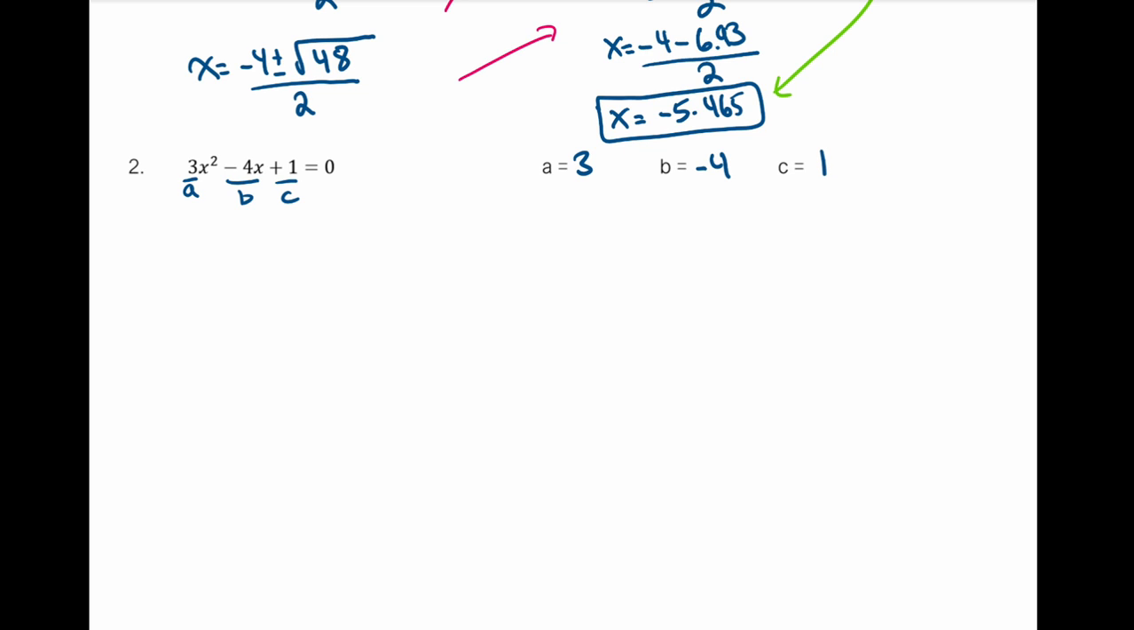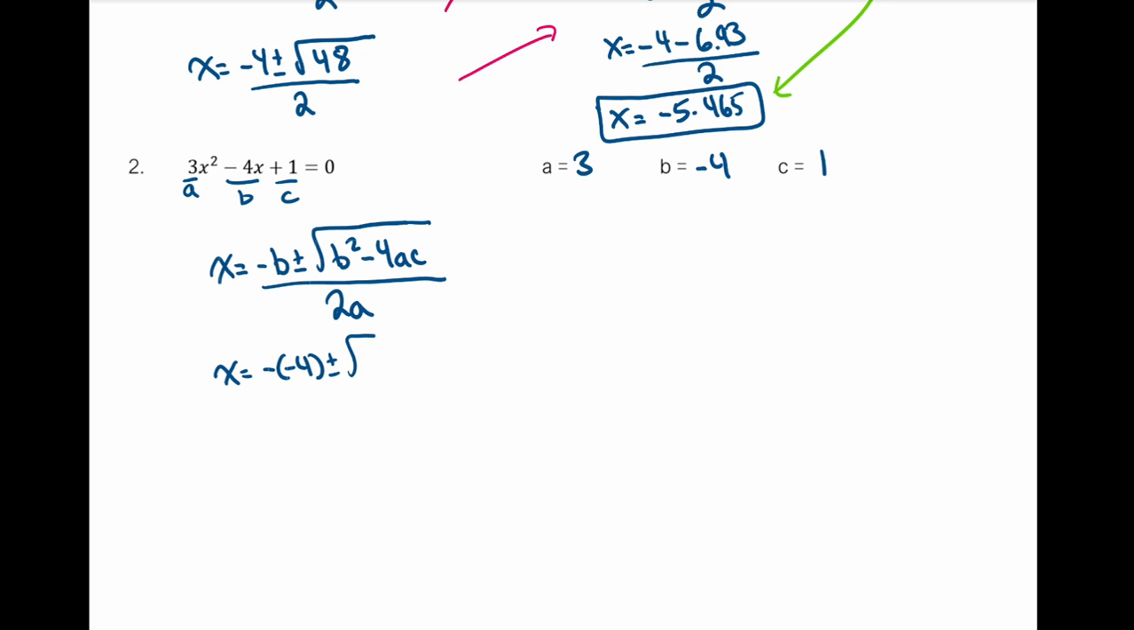So I'm not going to worry about factoring this. I'm just going to go right to the quadratic formula. I don't even want to worry about factoring. So negative b plus or minus the square root of b squared minus 4ac divided by 2a. I'm going to plug in my values. So negative b, so negative 4 plus or minus the square root of negative 4 squared minus 4 times 3 times 1, all divided by 2 times 3.